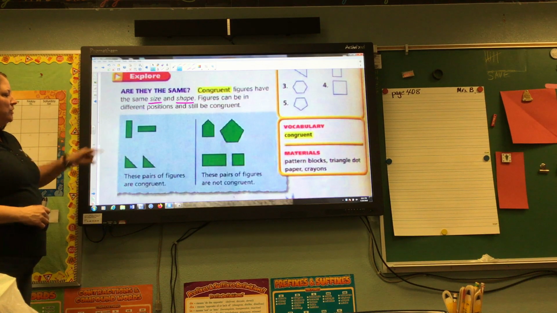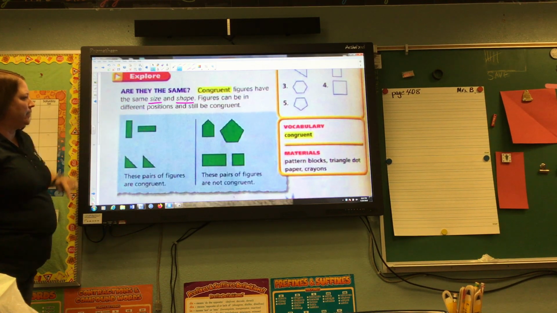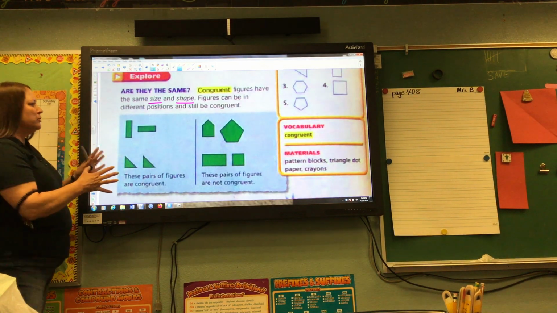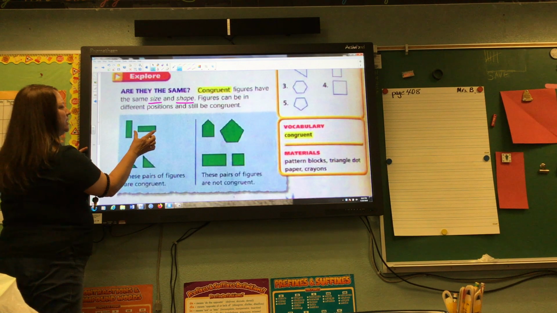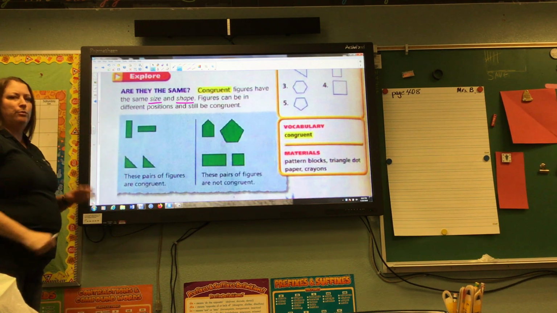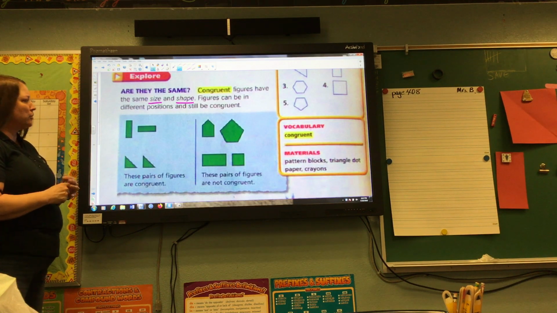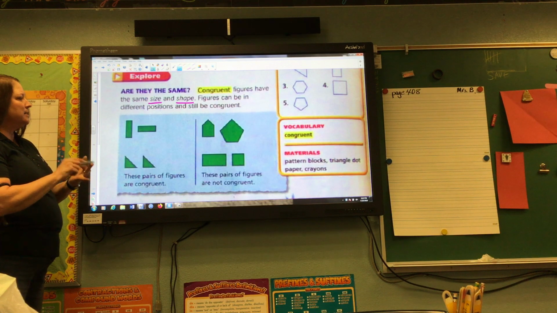Now let's take a look at these shapes right here. I see this rectangle and this rectangle, and I'm kind of looking at those. They're the same shape for sure, but are they the same size? I have a feeling if I took this rectangle and turned it and put it on top of that one, they would be exactly the same. They'd cover each other completely. I would say that these two shapes are congruent, same size, same shape.